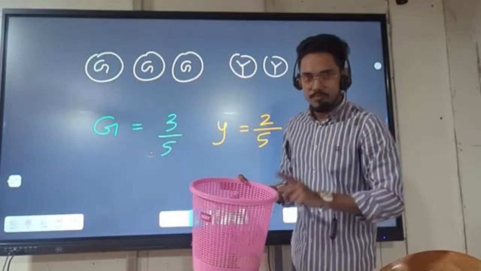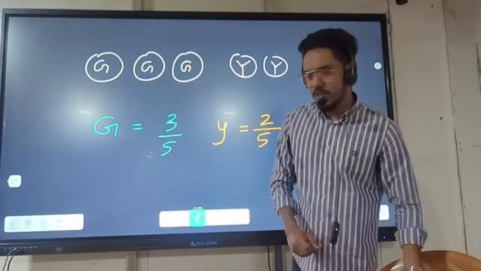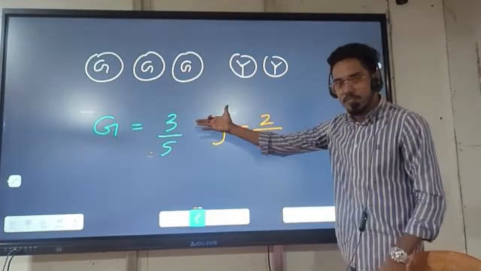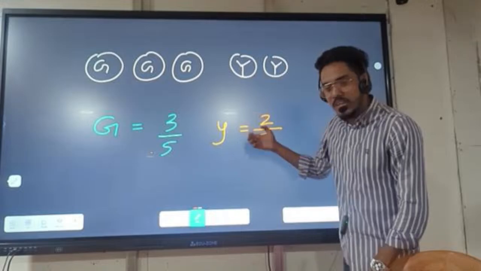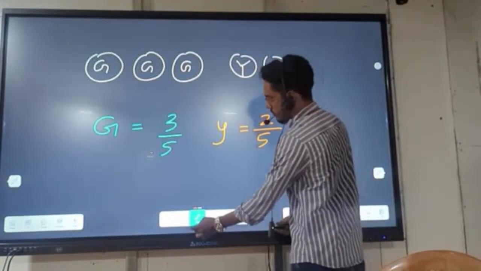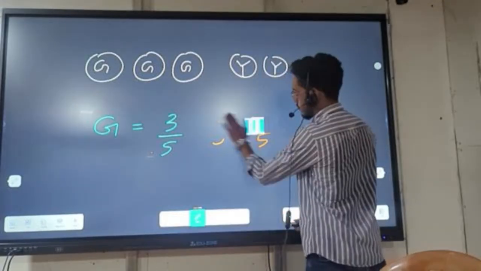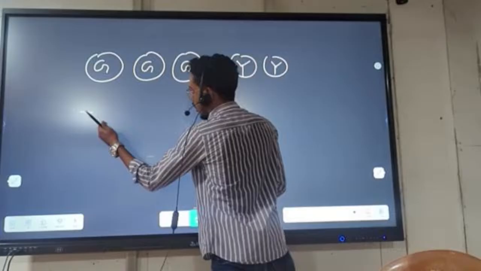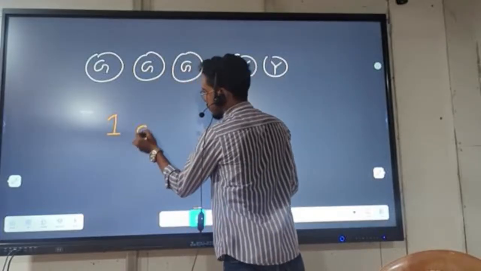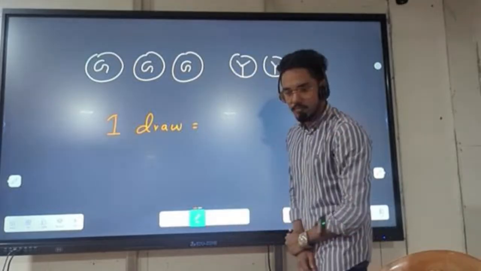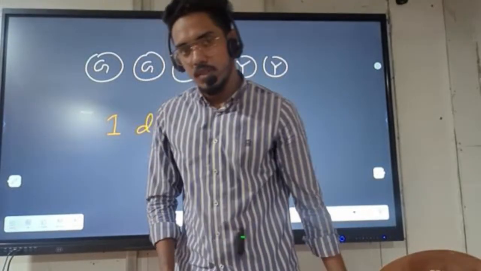Now I have a small question to ask you. In your primary basics, how many chances do we have altogether if it's one draw? If it is one draw, how many chances do we have altogether? Your answers, please.